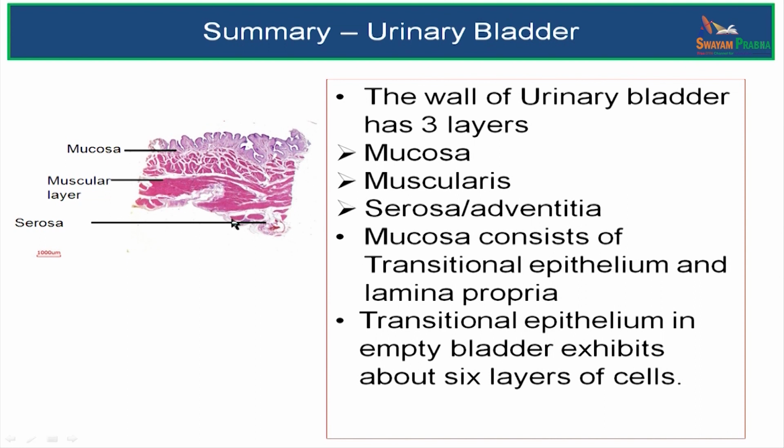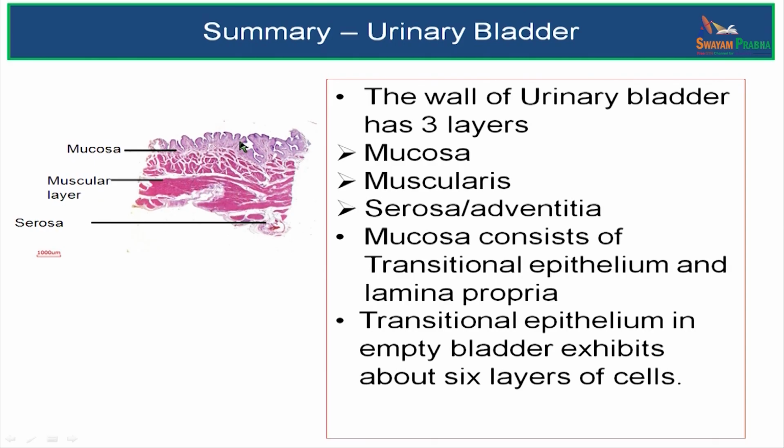So, now we have come to the end of this lecture. We will summarize what we have learnt in this class on microscopic anatomy of the urinary bladder. The wall of the urinary bladder has 3 layers from inside outwards: mucosa, muscularis, serosa or adventitia. As you have already been told, mucosa has transitional epithelium or urothelium and a lamina propria.